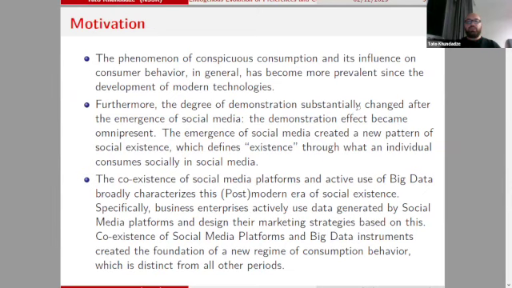And I could pose this question in the following way: if Descartes made the statement cogito ergo sum, we think therefore we exist, in the era of social media and big data we could ask a similar question: consume ergo sum, which would mean we consume, therefore we exist. So without consumption in the 21st century, if we don't consume things, we don't exist.